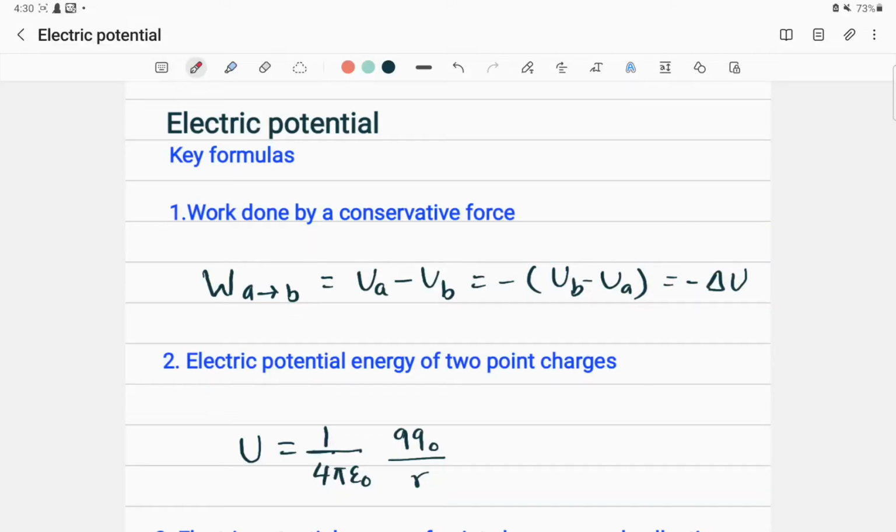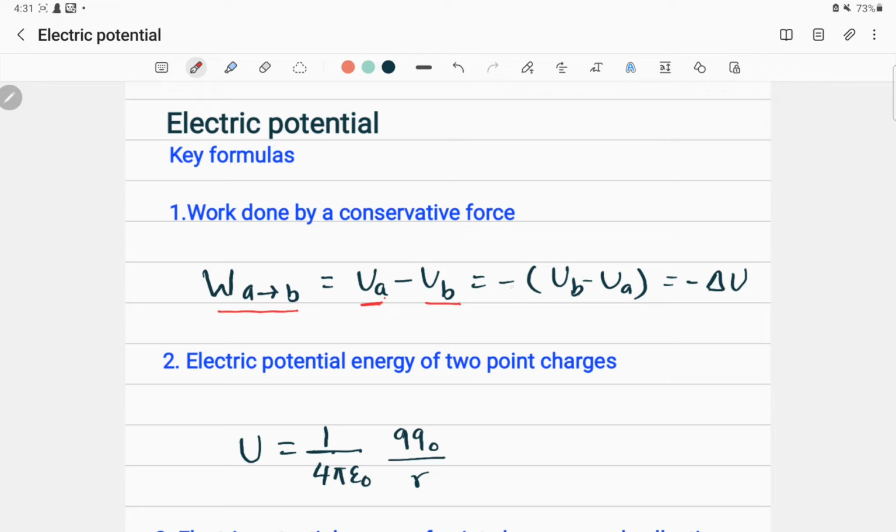Today we are reviewing very important formulas from electric potential. The first formula right here is work done by the conservative force. This W_AB is the work done to bring a charge from one point of space to another point, from A to B, which is equal to U_A minus U_B. U_A is the potential energy at the initial position and U_B is the potential energy at the final position.